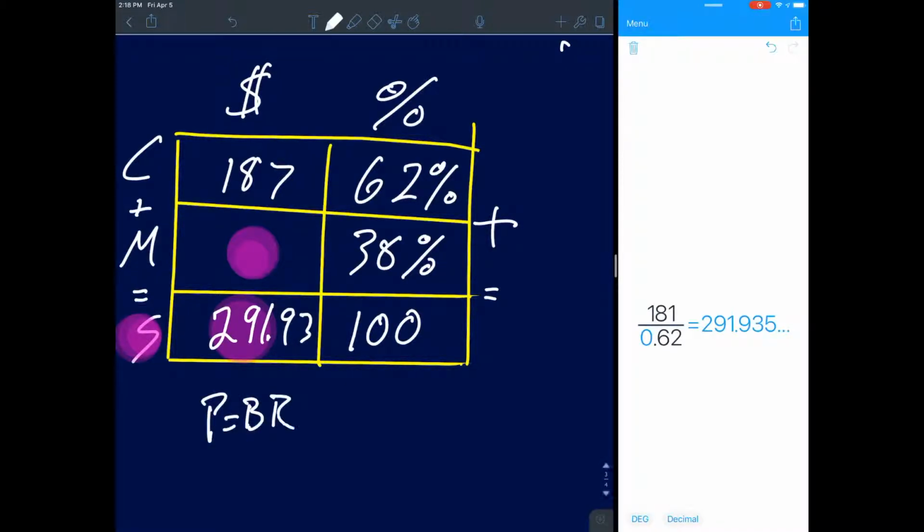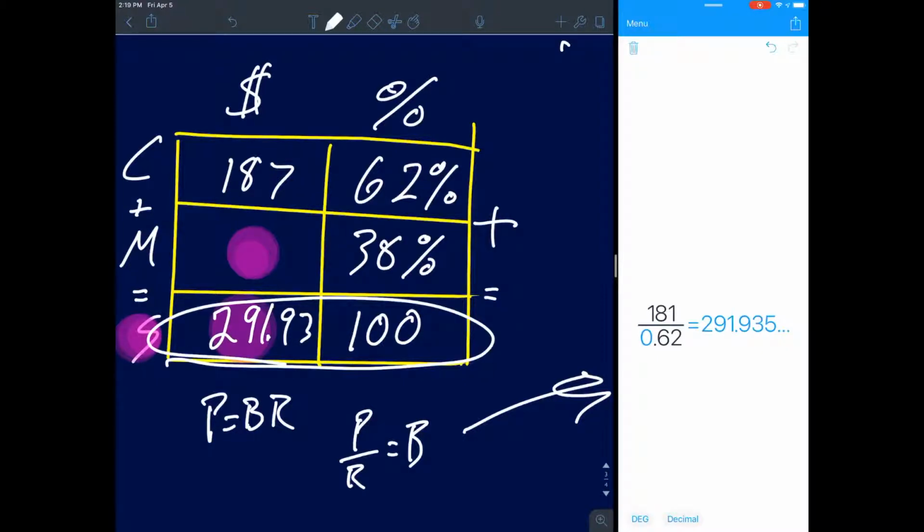And again, remember from many chapters back that that's why we're dividing here, because the portion over rate equals the base. All right, and the base, of course, is this down here. Let me get my eraser. Okay, let's move on to section 3.2.